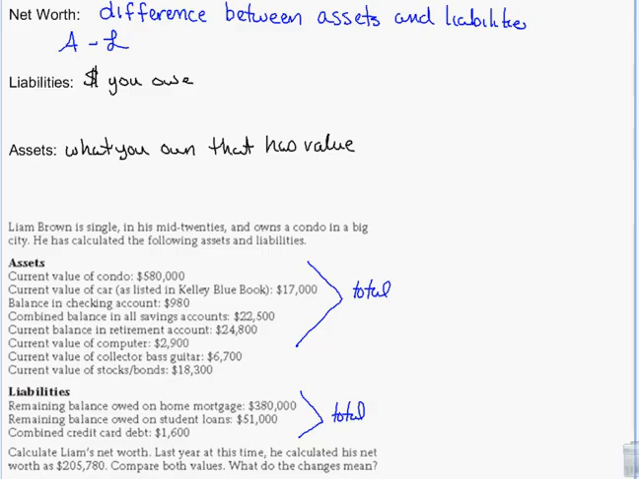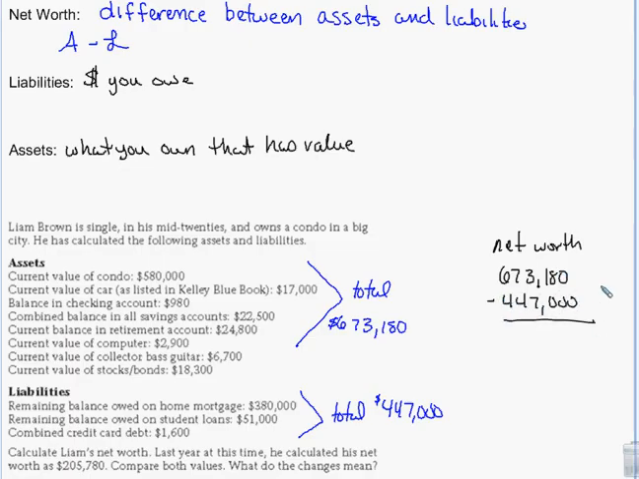So we'll do that real quick. All right, so I calculated Liam's assets at $673,180 and his liabilities at $447,000. So to figure out his net worth, I'm going to take his assets and subtract his liabilities. And his net worth is $226,180. Last year it was $205,000, so he has lowered debt or raised assets.